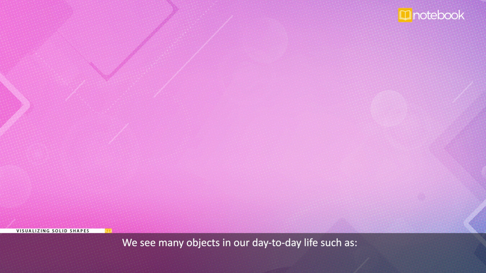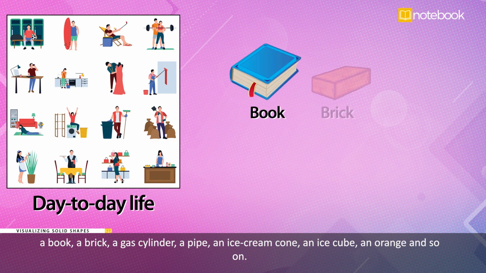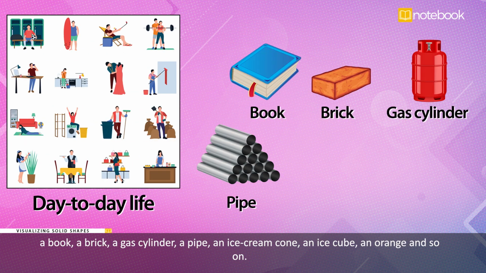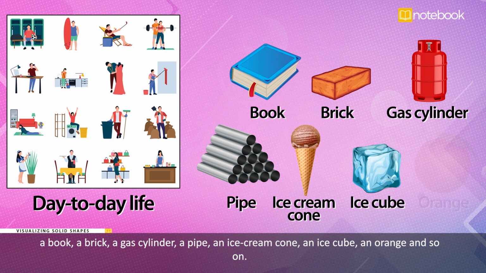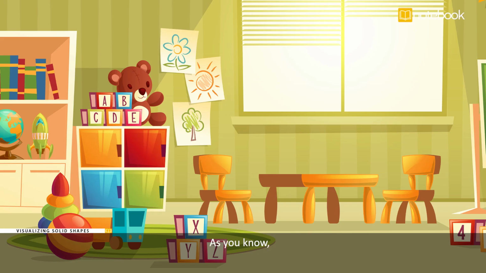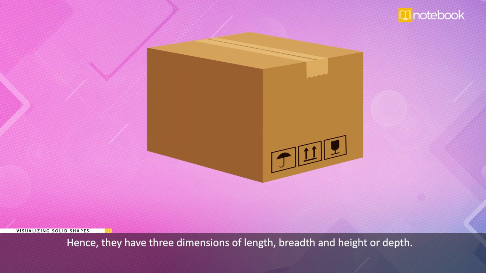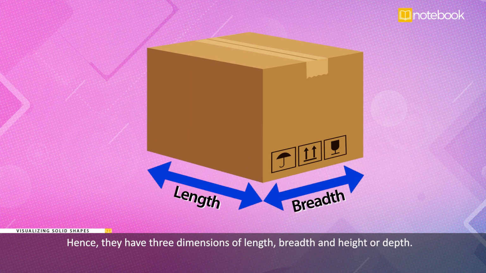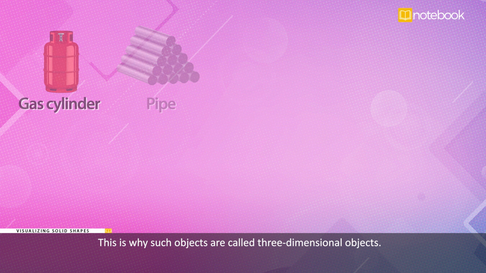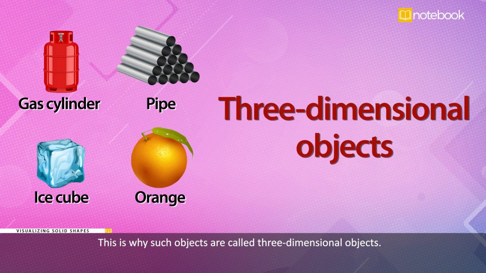We see many objects in our day-to-day life, such as a book, a brick, a gas cylinder, a pipe, an ice cream cone, an ice cube, an orange, and so on. As you know, all of these objects occupy space. Hence, they have 3 dimensions of length, breadth, and height or depth. This is why such objects are called 3-dimensional objects.